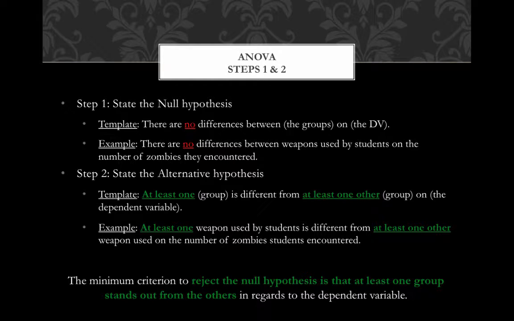Again, we reject the null hypothesis if at least one group stands out from the others. We don't need all 6 groups to differ from each other. We just need 2 of them, at minimum, to be significantly different in order for us to reject the null.